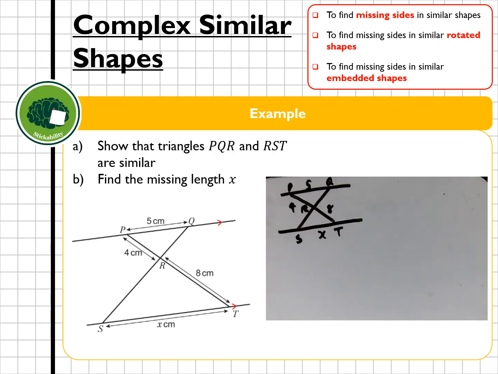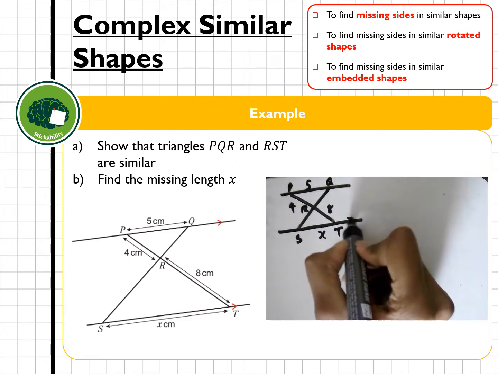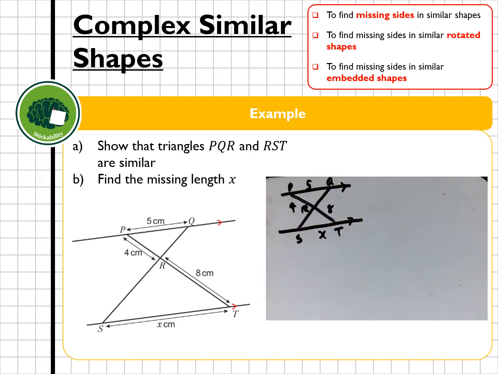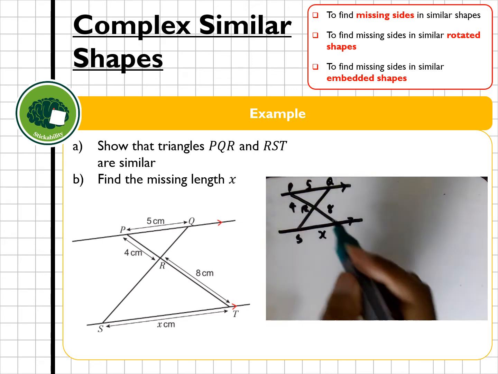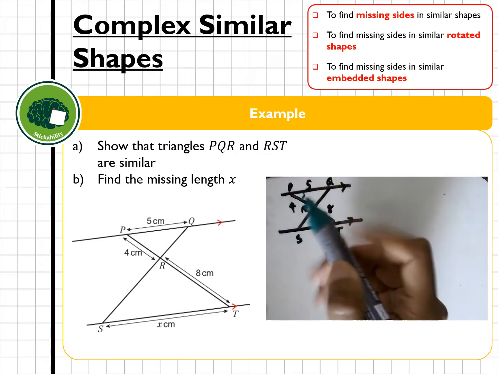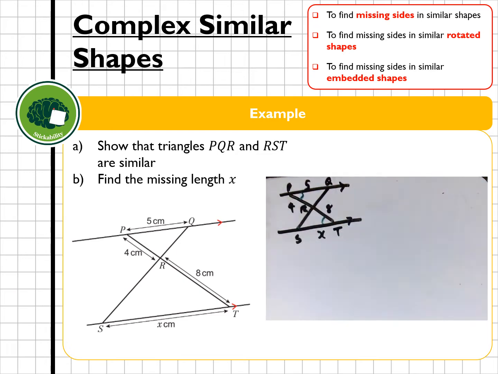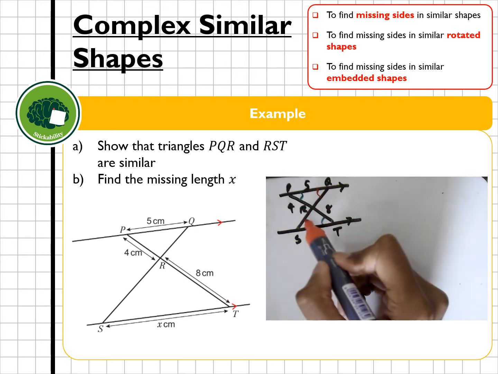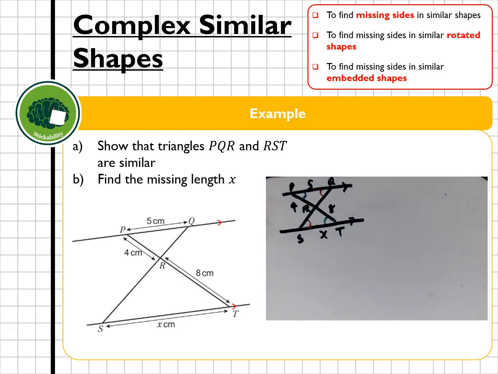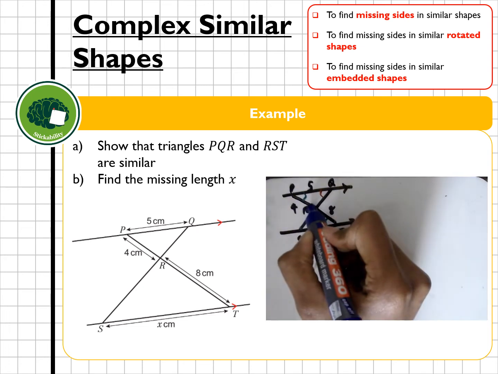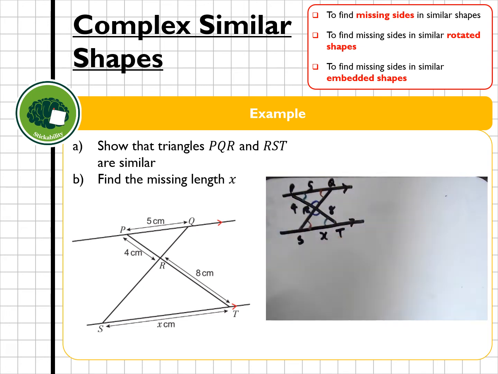Now with this question, we are asked to first show that the two triangles are similar. Now remembering that we have parallel lines, we know that there are some angle facts for angles within parallel lines. Notably in this question, this angle is the same as this angle because alternate angles are equal. This angle is equal to this angle because alternate angles are equal, and this angle is equal to this angle because vertically opposite angles are the same.